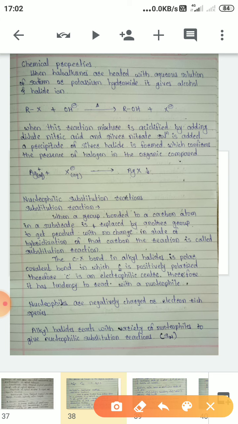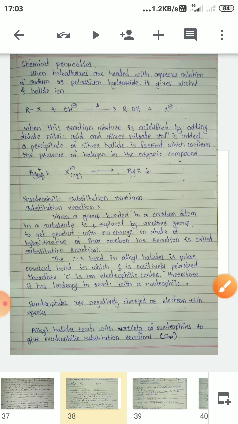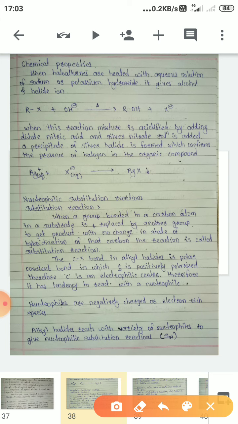You can see the definition properly. When a group bonded to a carbon atom in a substrate is replaced by another group to get a product with no change in the state of hybridization of that carbon in the reaction, such reactions are called substitution reactions. Now what is meant by a nucleophilic substitution reaction? We'll first see what nucleophiles are.